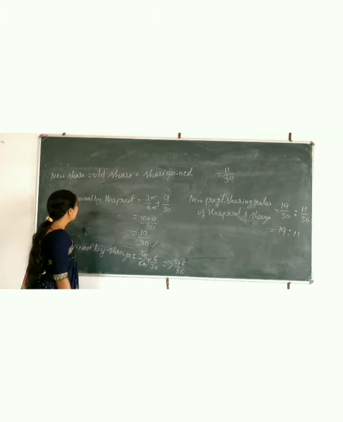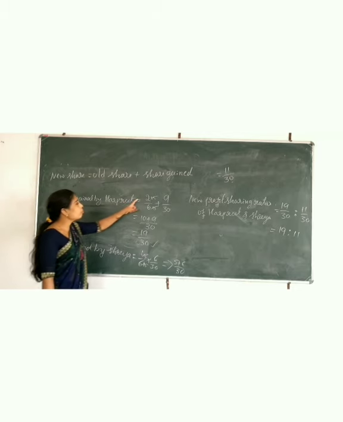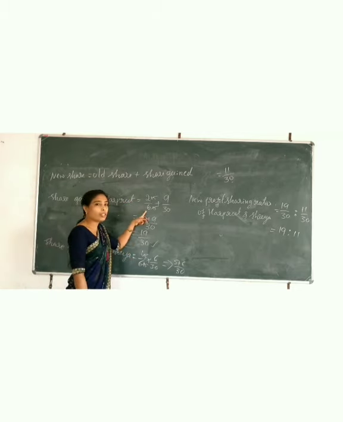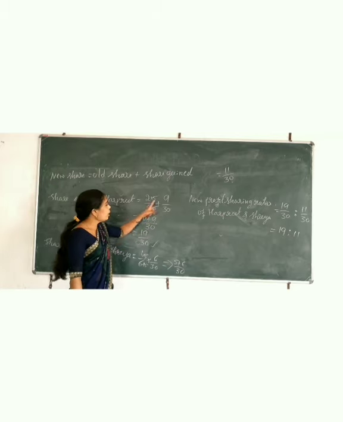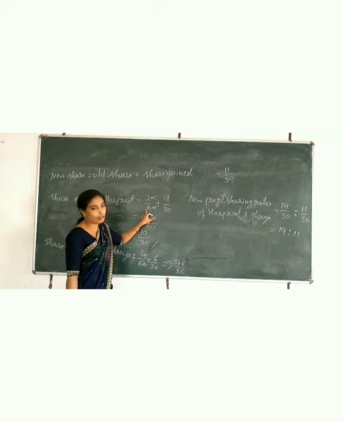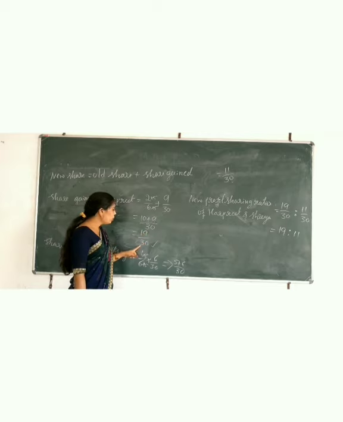Now we calculated share gain by Harpreet is equal to 2 by 6, this is the old profit sharing ratio as per her share, plus 9 by 30. This is share gain by Harpreet. We multiplied by 5 because we need to equalize the denominator, because 30 and 6 was that. That's why we multiplied by 5 and we got 19 divided by 30.